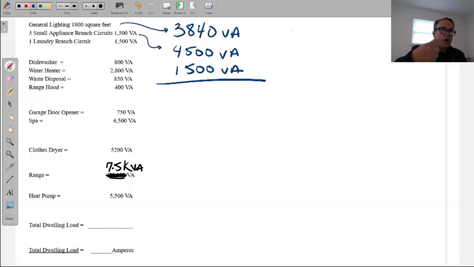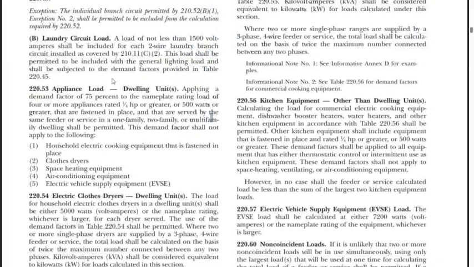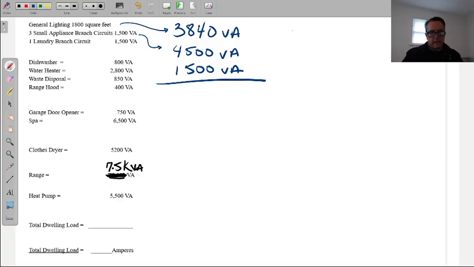Now let me also make sure, because this can be a little bit confusing. For example, what's the difference between small appliance load and appliance load? Wait a minute, this is getting confusing. We have appliance load over here, small appliance load. So what are these things?